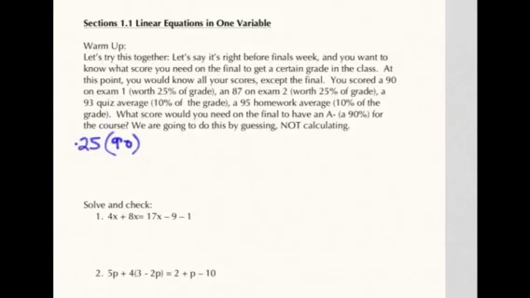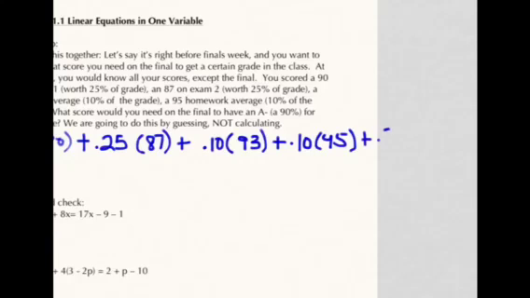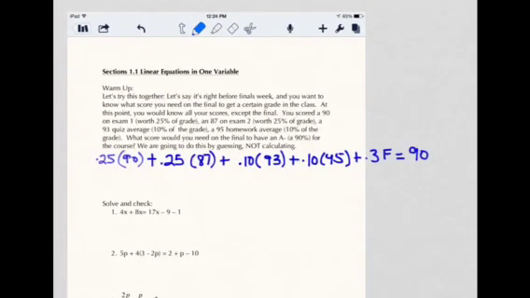Then you would take another 25% times your second exam score, which is an 87, plus you would take 10% times your quiz average, which is a 93, plus 10% times the homework average, which is a 95, and then the final is worth 30% of the grade, so 0.3 times the final would have to equal 90 points in order for you to have an A-.